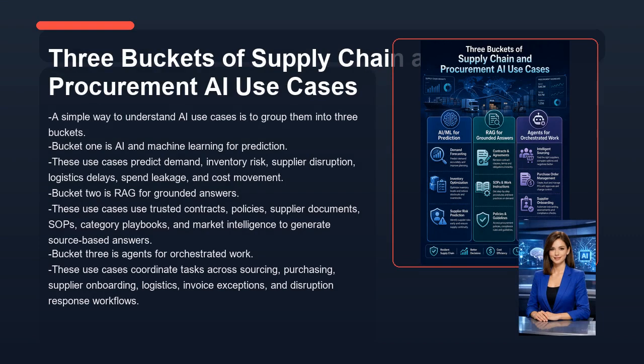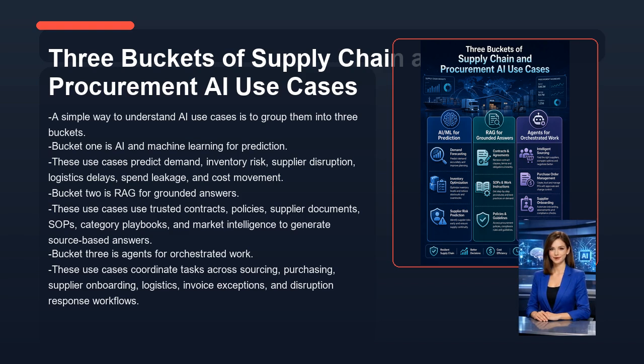Now let's look at 3 buckets of supply chain and procurement AI use cases. A simple way to understand AI use cases is to group them into 3 buckets. Bucket 1 is AI and machine learning for prediction. These use cases predict demand, inventory risk, supplier disruption, logistics delays, spend leakage, and cost movement.